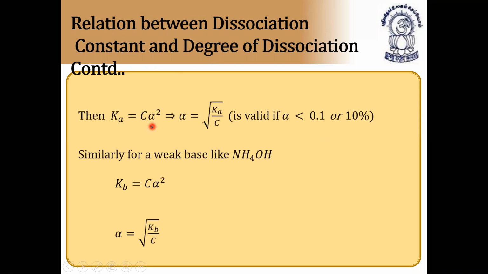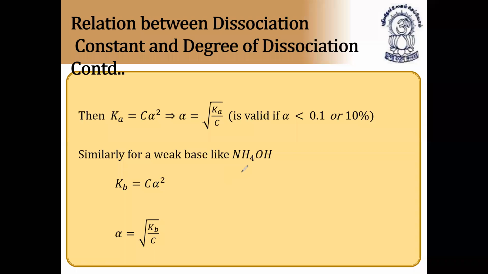Then Ka is equal to C alpha square, which implies alpha is equal to root of Ka by C, is valid for alpha less than 0.1 or 10%. Similarly, for a weak base like ammonium hydroxide, we'll take it as Kb, and Kb is also equal to C alpha square. By this, you can write alpha is equal to root of Kb by C. So if they are given a base, we'll write Kb. If they are given an acid, we'll write Ka. What is Ka? Ka is called dissociation constant of acid, and Kb is called dissociation constant of base.